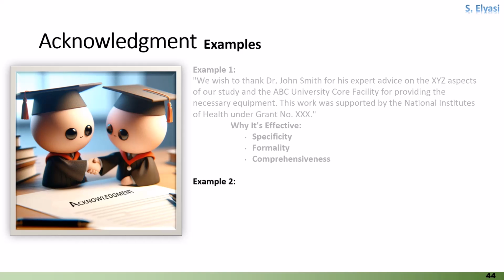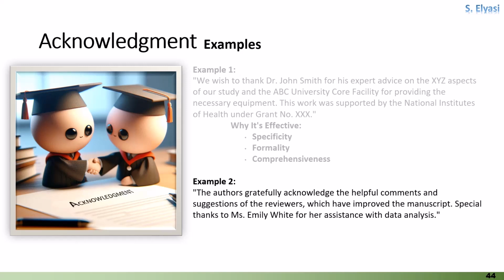Example 2. "The authors gratefully acknowledge the helpful comments and suggestions of the reviewers, which have improved the manuscript. Special thanks to Ms. Emily White for her assistance with data analysis." Why it's effective. Gratitude expression. The text begins by expressing gratitude, which is courteous and professional.